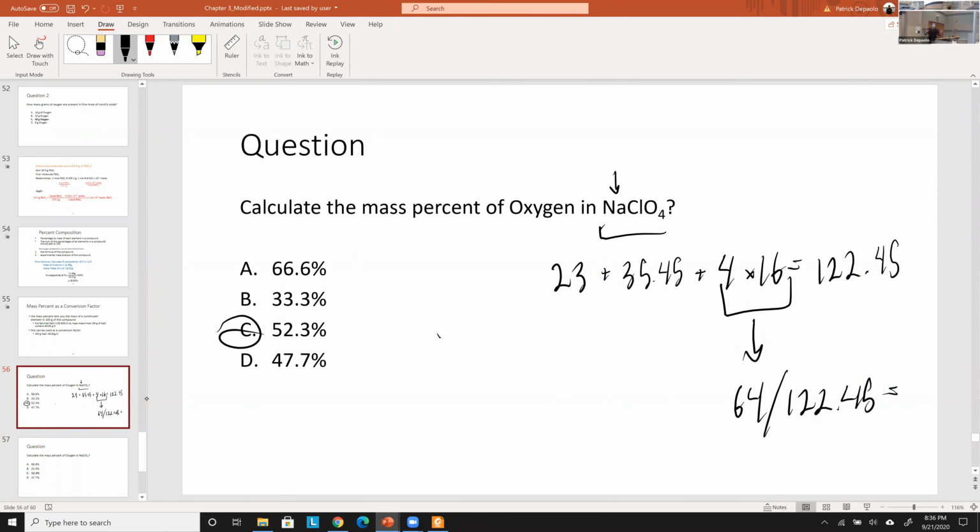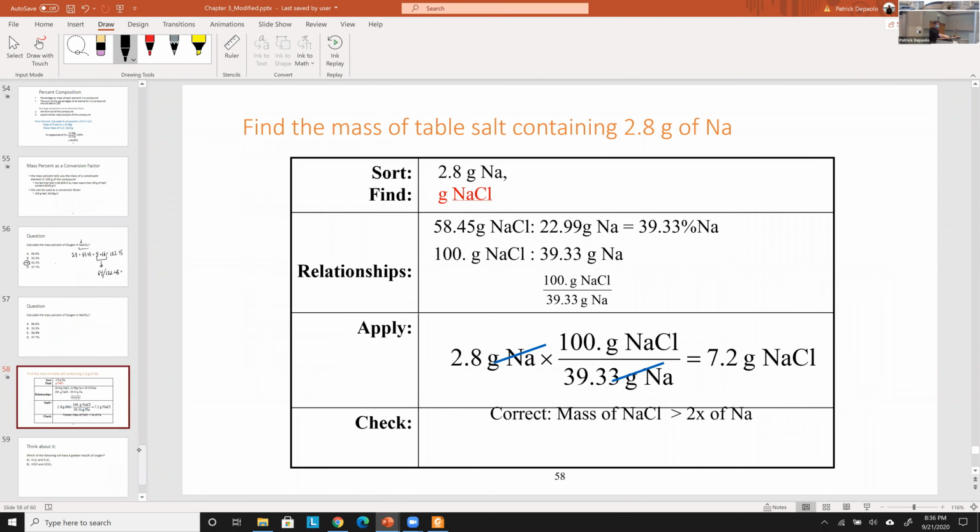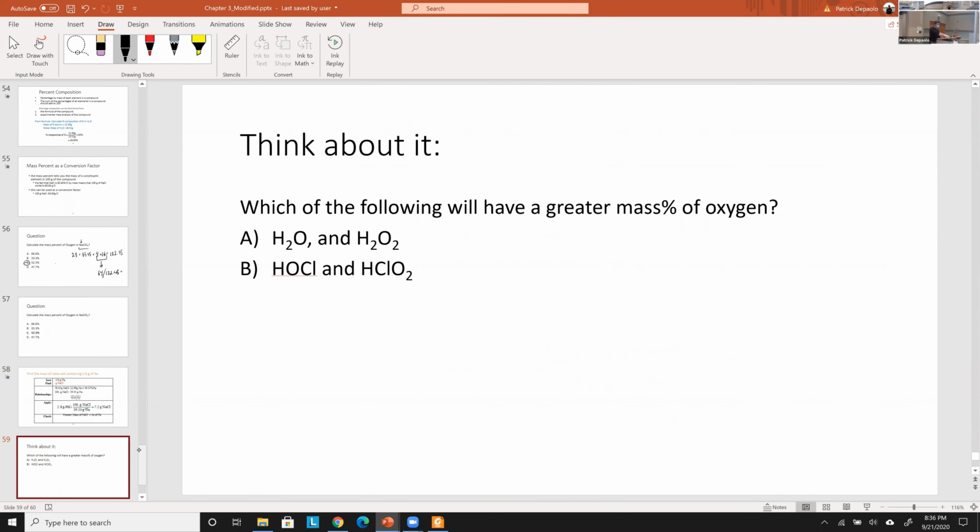So that's just mass percent. If you know how to do empirical formula, your mass percent is very easy. Or at least it should be. So any questions on that? No? Okay, cool. So that's basically it. We've done that skill already.